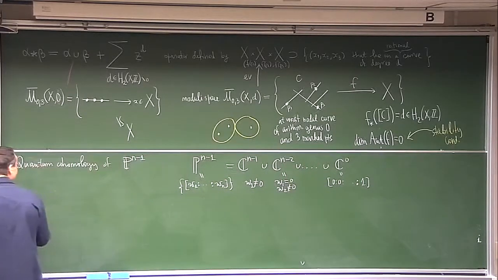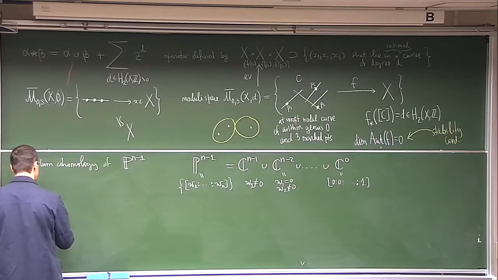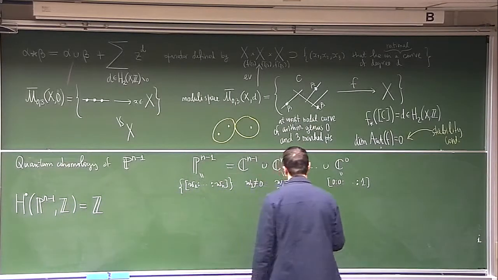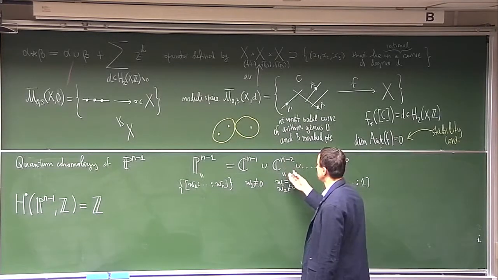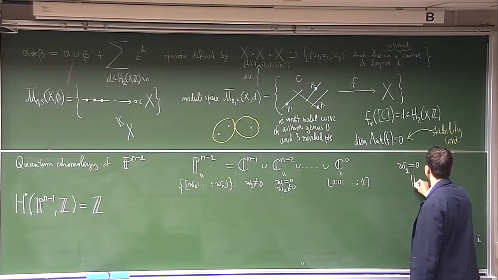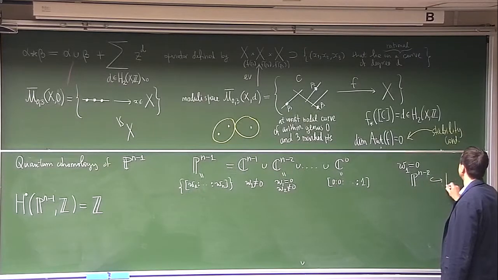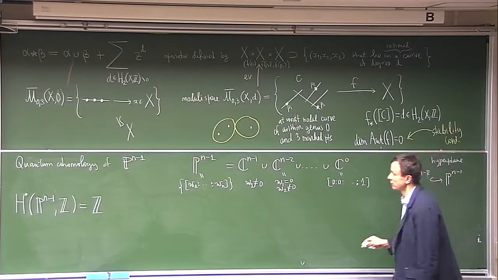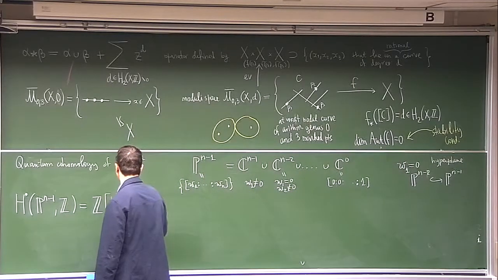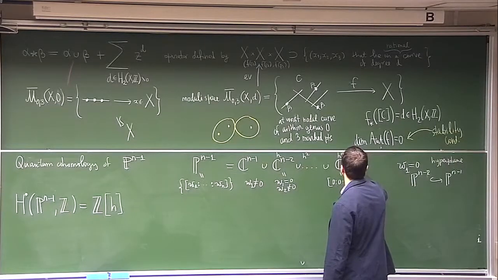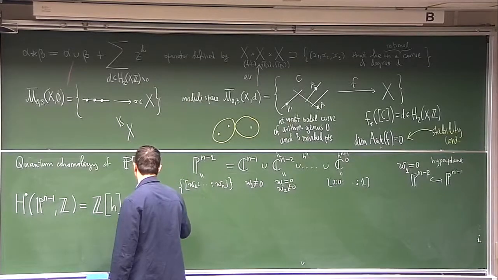But so it's corresponding to the ordinary cohomology of projective space, with Z coefficients. This is the class of the closure here. Inside, W1 equals 0 is a hyperplane, P^{n-2} inside P^{n-1}. The class of that hyperplane is H. So this cell corresponds to H, the next cell corresponds to H squared, this cell corresponds to H^{n-1}, and H^n is 0. Maybe I'll write it.